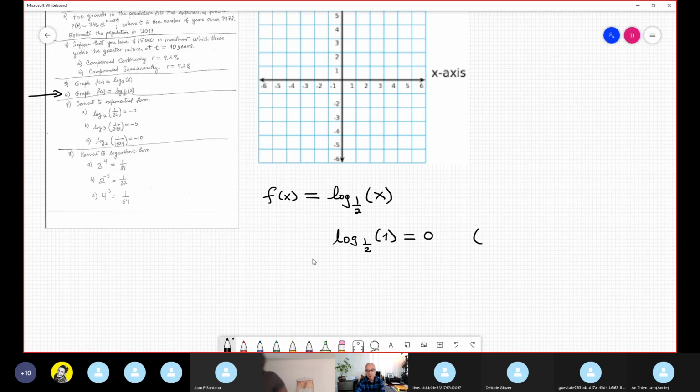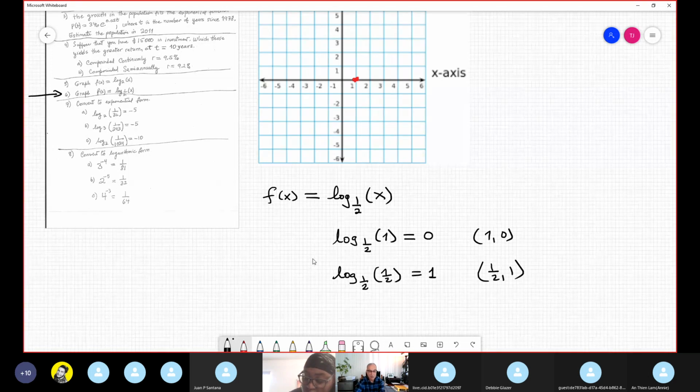Therefore, the point is the famous point (1, 0), which is the universe. I plot that here. When the base is coincident with the argument, I know the answer is 1. So the point is the famous (1/2, 1). We plot that, (1/2, 1), here.